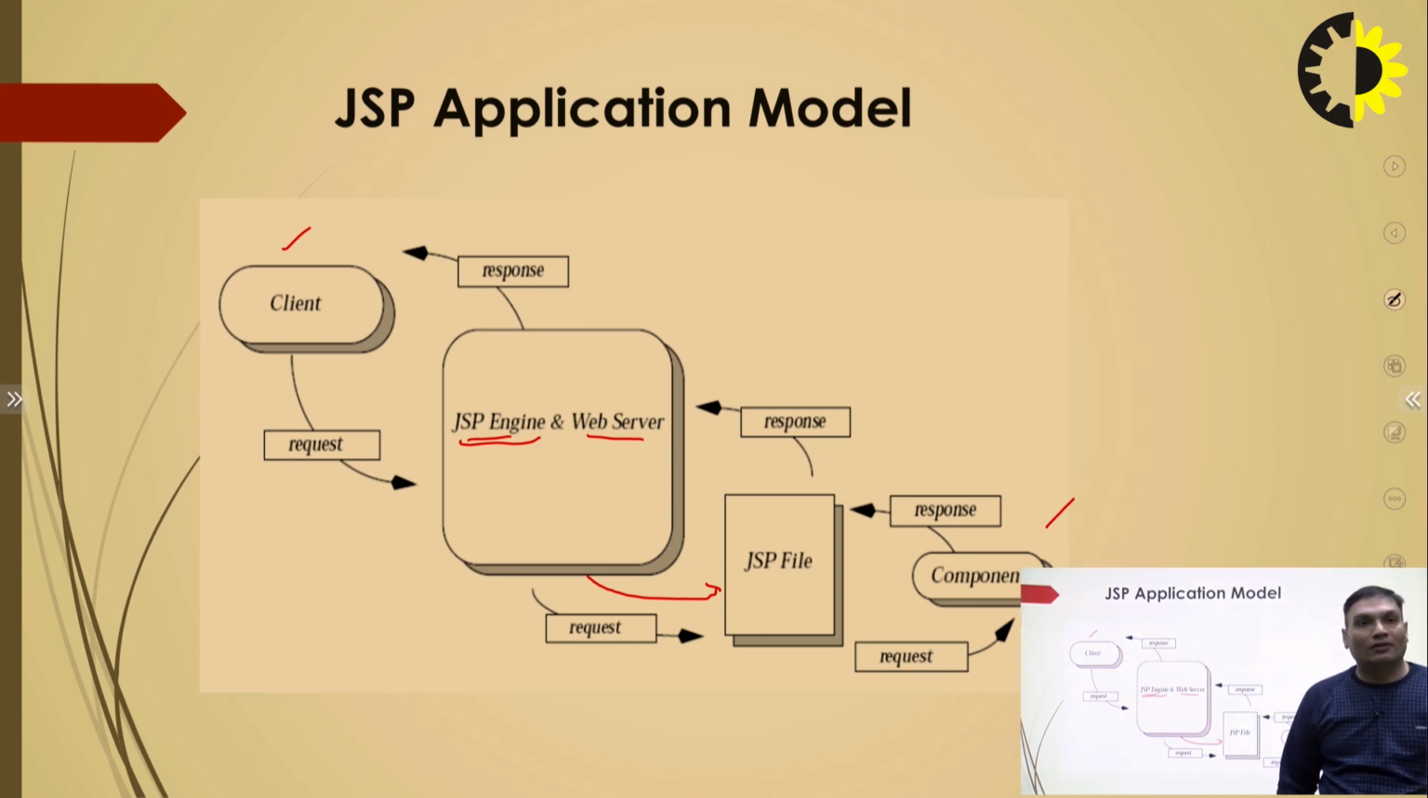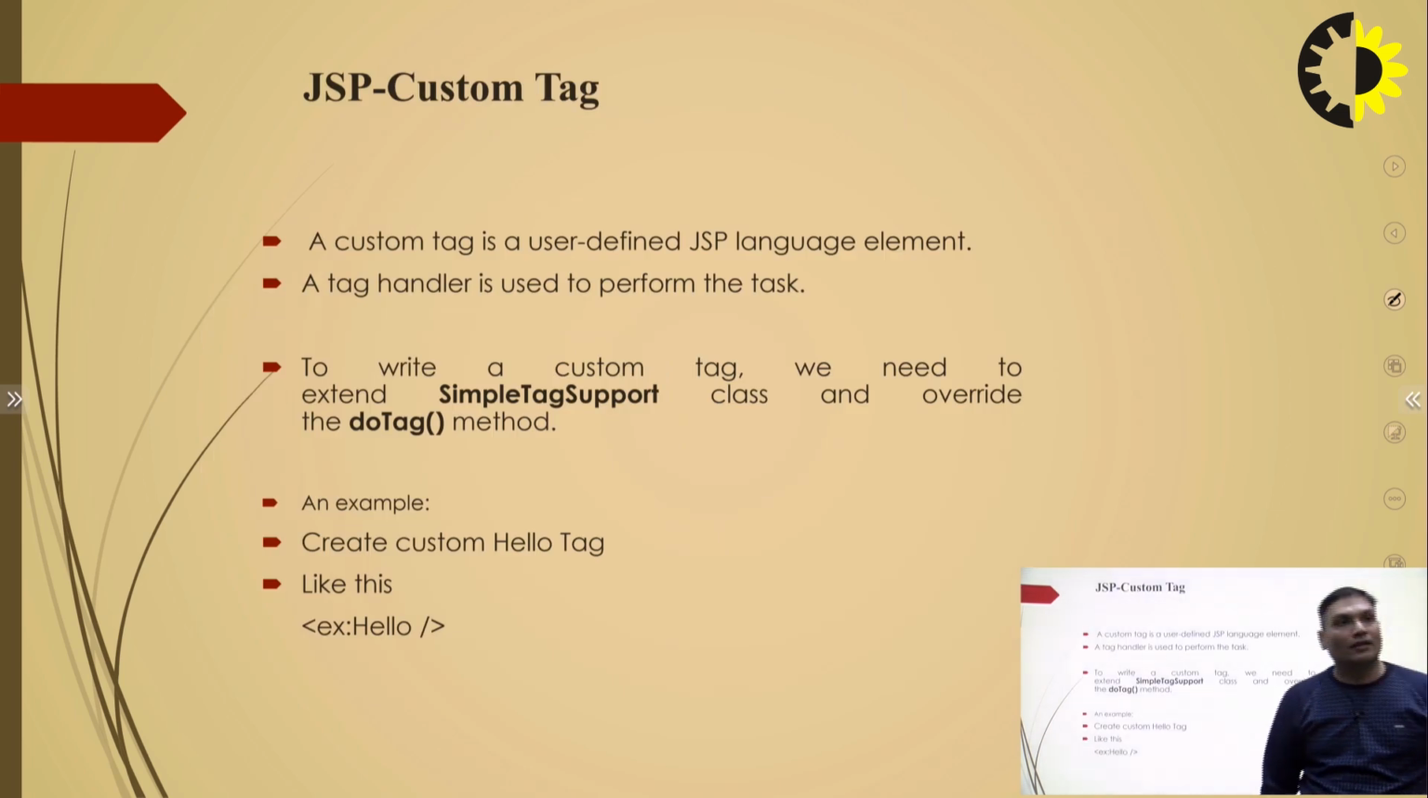Client can visualize only the HTML code. Now another thing is JSP custom tag, and it's a very important topic. So custom tag is a user defined JSP language element, and it is used to perform various tasks. So there is a tag handler that is used to do this. So JSP tag is something where we can define our own tag.